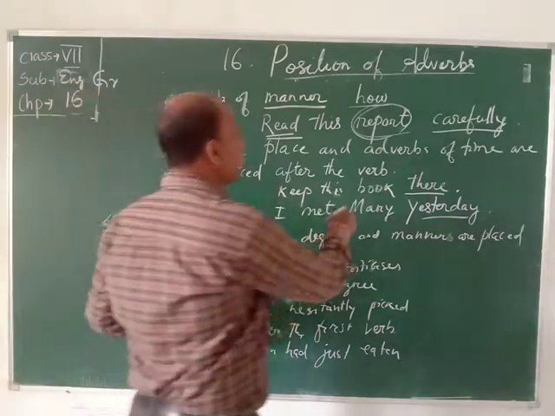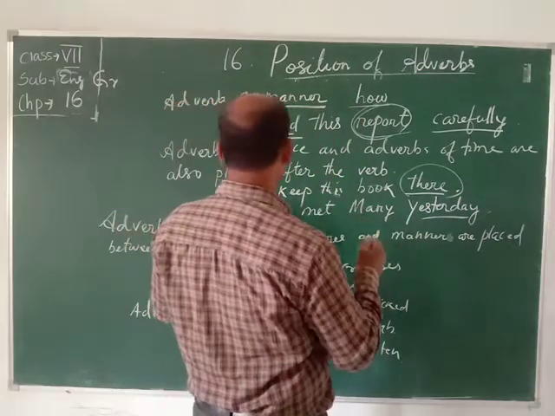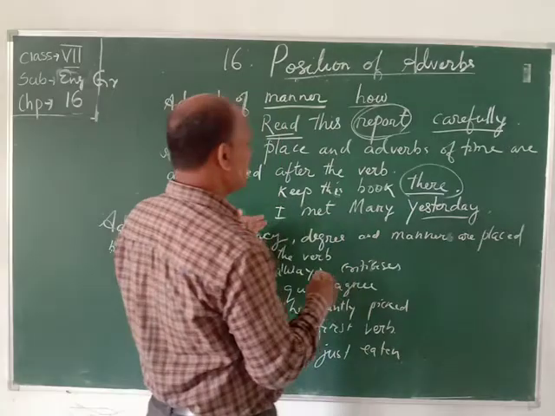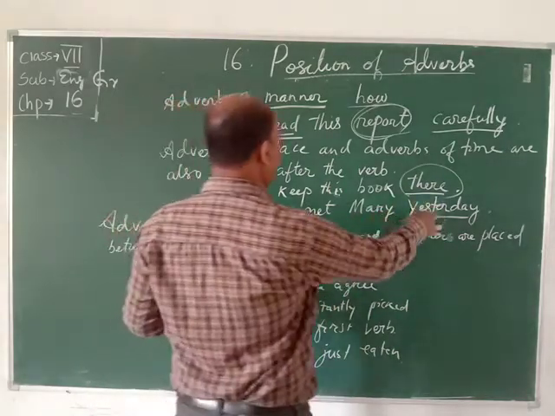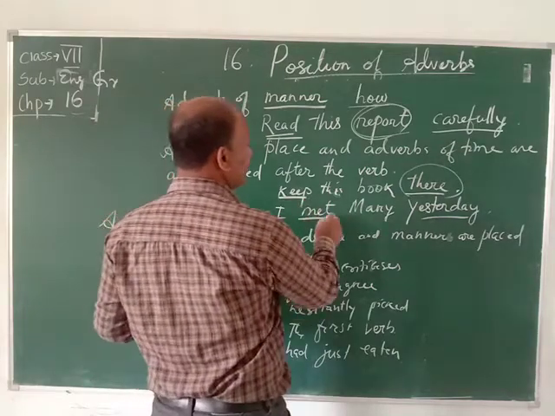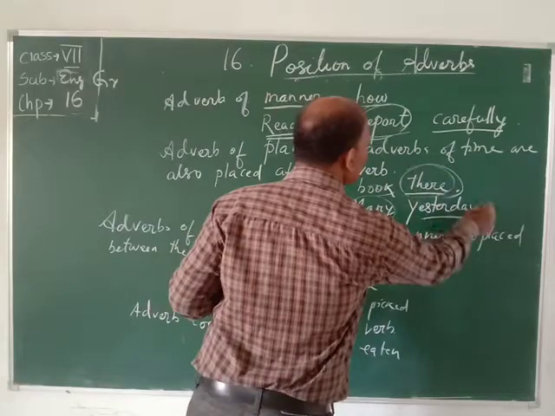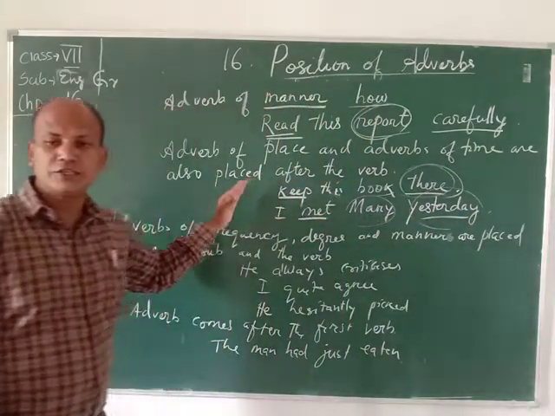Just like, keep this book there. Adverb of place means there, here. And adverb of time means yesterday. We use them after the verb. Keep, met, and the direct object also comes before these adverbs. These adverbs are used this way. Is it clear to understand?